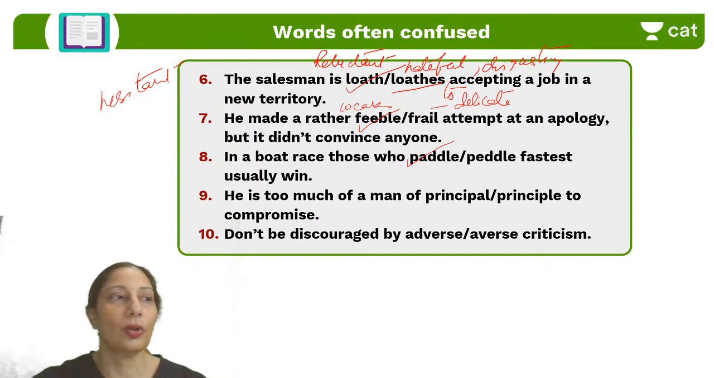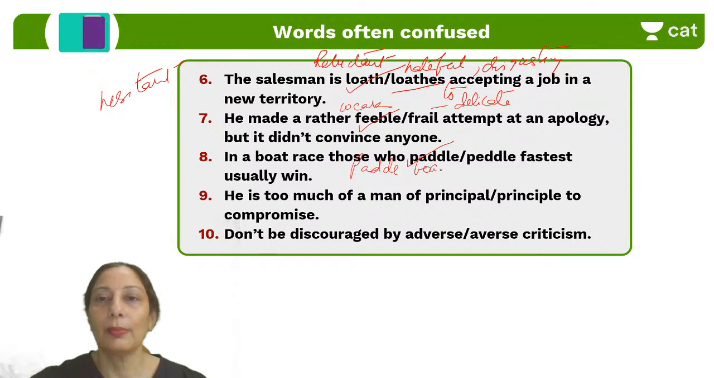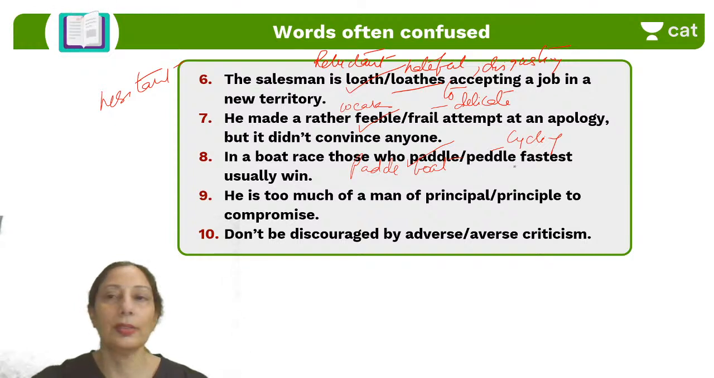In a boat race, it's always called a paddle boat, right? So you don't say pedal. Pedal is when you are cycling. You pedal the cycle. Or you also say he is a drug peddler. To sell wares is called peddle, right? So pedal is used for cycling, and peddle for a person who is selling his wares, but it's a paddle boat. Okay. He is too much of a man of principle to compromise. So what does principle mean?